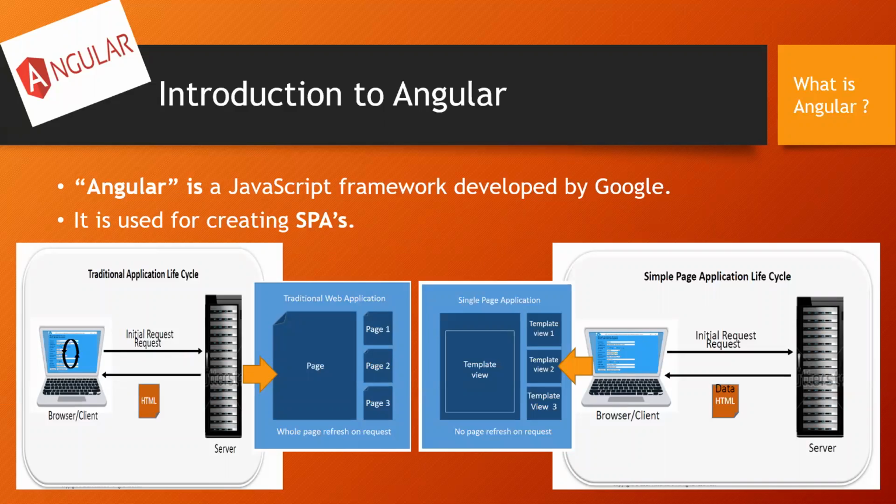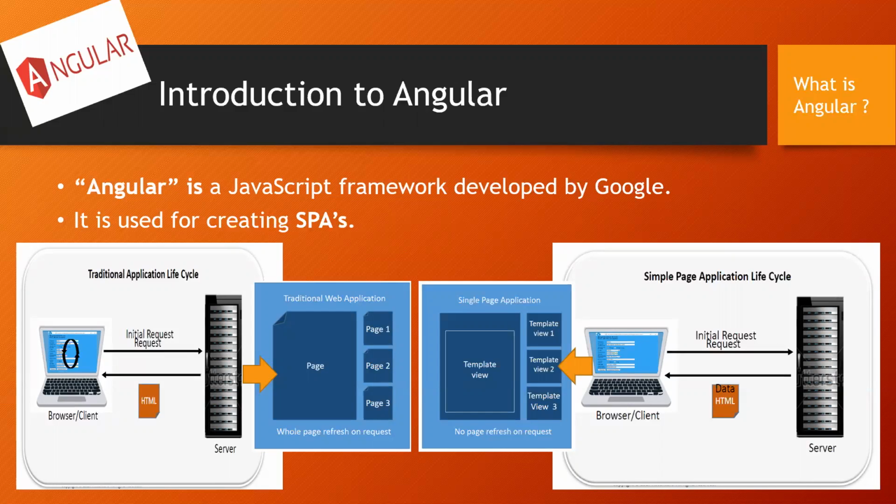The basic use, or why we use Angular, is for creating SPAs. By SPAs, we mean single page application. So what is a single page application? In the slide, I have taken an example of a traditional application and a single page application. In a traditional application, whenever the user requests a particular view or a particular page, every time a different page gets loaded. So every time it's treated as a new request to the server.